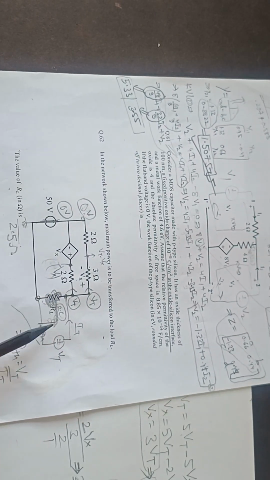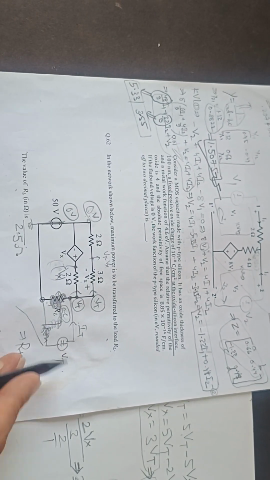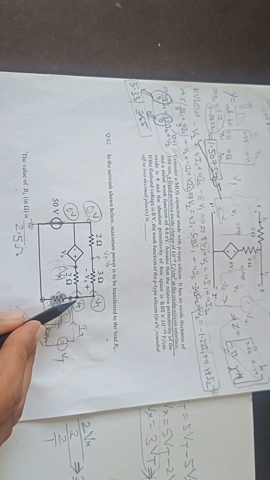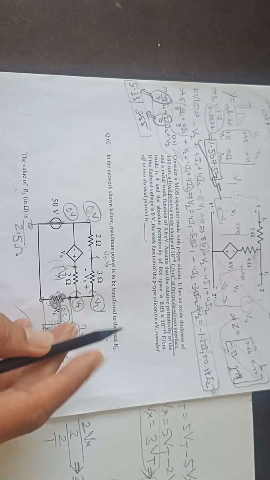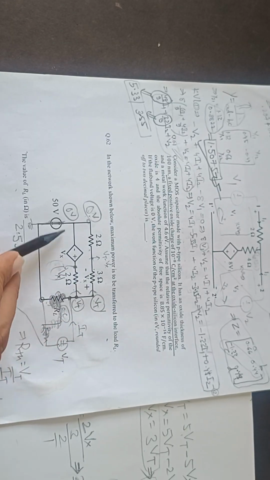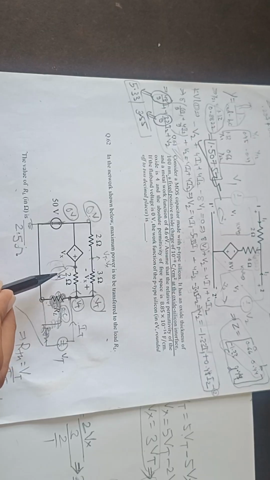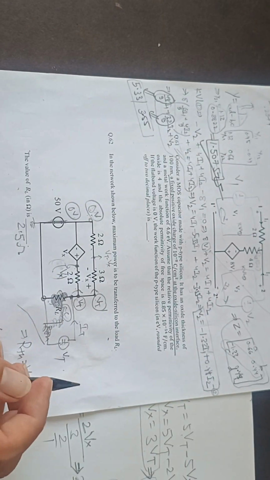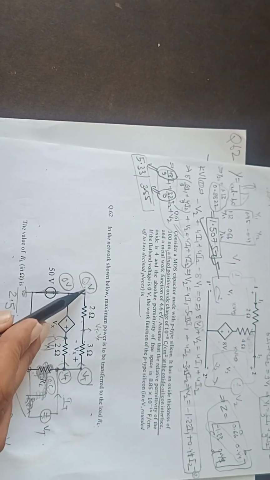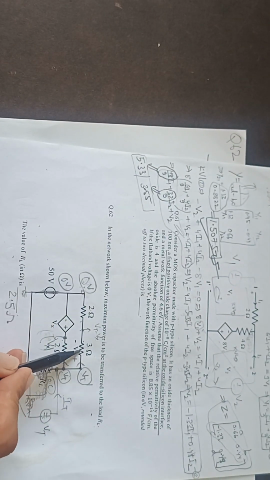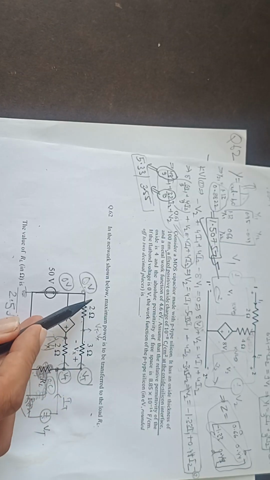Now, since there is a dependent source, we will use the VT IT method. So we will use this VT, and this is IT, so this is also VT, this is also VT. So this voltage will be VT minus Vx, and this voltage will be 0 plus Vx, so this is Vx voltage.